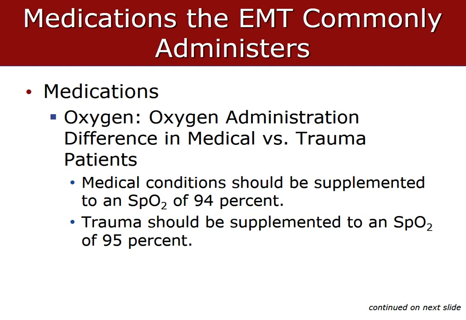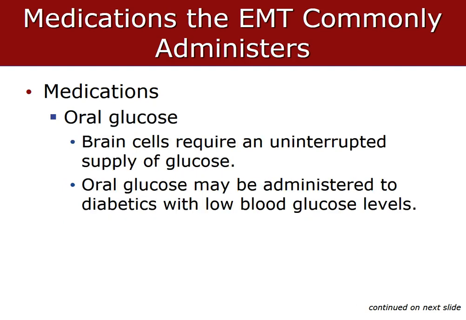This is typically achieved by using the non-rebreather mask and setting it for a rate of 15 liters per minute using the regulator on your oxygen tank. If bag valve ventilation is being performed on either a medical or a trauma patient, regardless of the condition or injury, a high concentration of supplemental oxygen must be delivered.